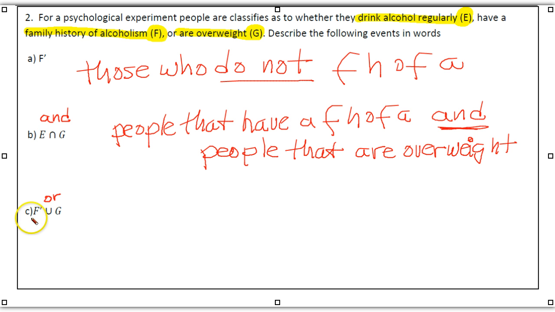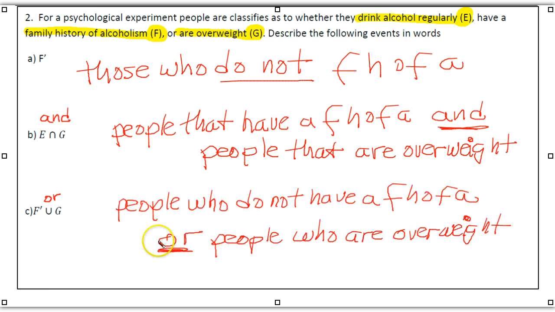And then for letter C, we're going to have those who do not have a family history or are overweight. People who do not have a family history of alcoholism, that is F complement, and then because of the union symbol, or people who are overweight.